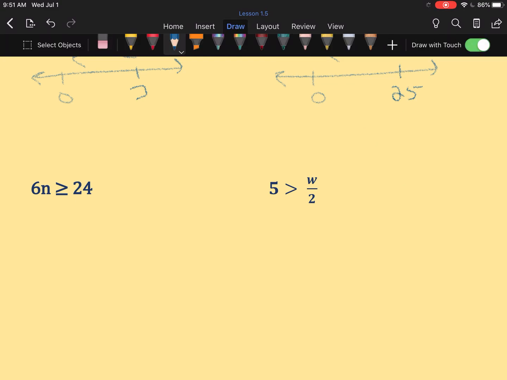This is 6 times n, so to solve it, I'm going to divide both sides by 6. That gets me n is greater than or equal to 4. Cool. I put 0 and I put 4 on a number line. Above the 4, I put a circle, and because of the or equal to, I will fill that circle in. Greater than goes that way.